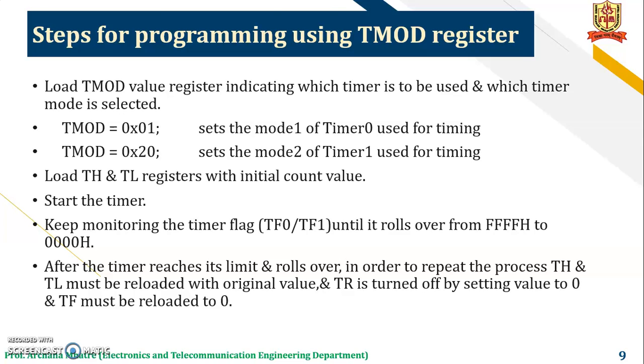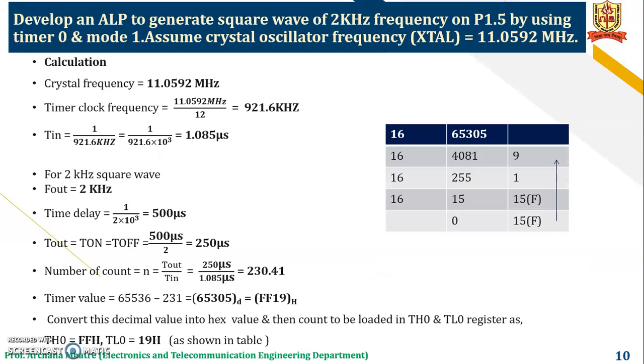After the timer reaches its limit and rolls over, in order to repeat the process, TH and TL must be reloaded with the original value, and TR, that is the timer run control, is turned off by setting the value to 0, and TF must be reloaded to 0. So these are the steps for programming using the TMOD register.